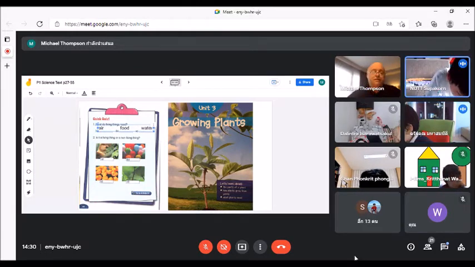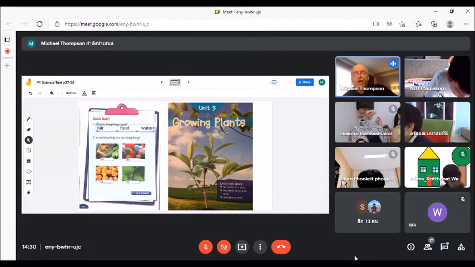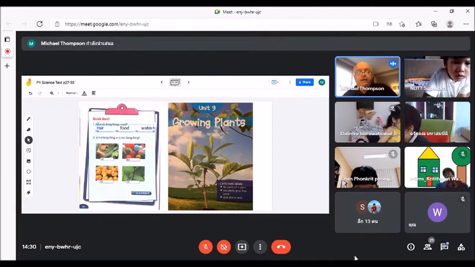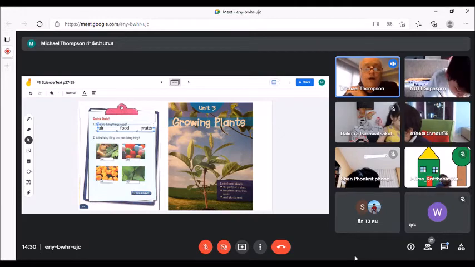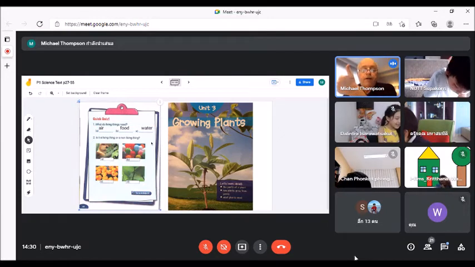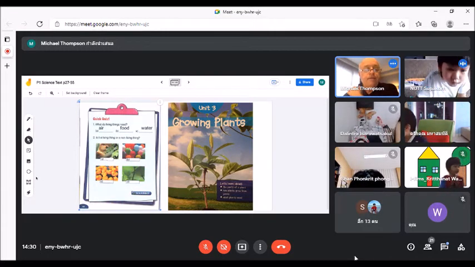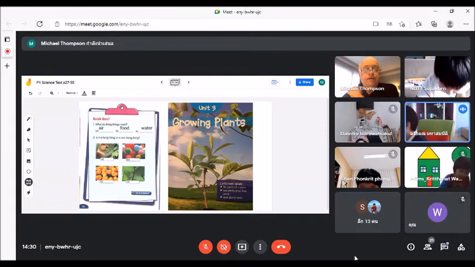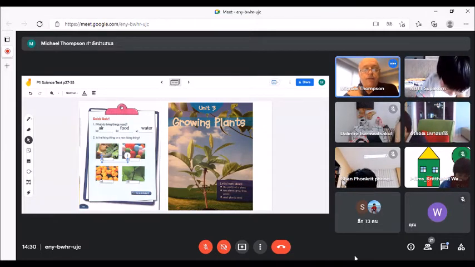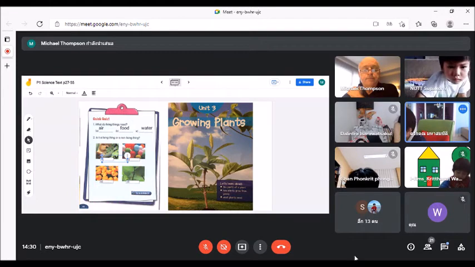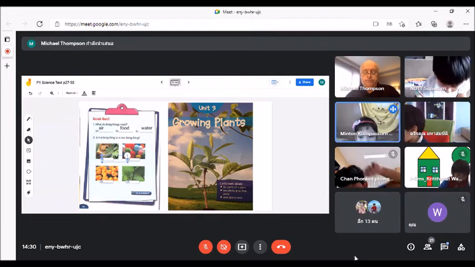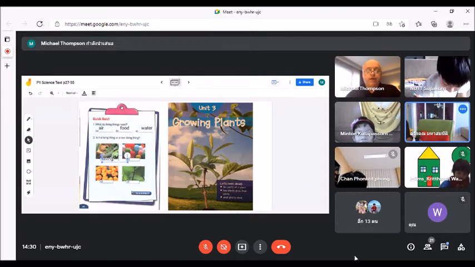Okay. When they look for life somewhere in the world or on another planet, they always look for water. If there's water, there can be living things. Okay. Is it a living thing or non-living thing? What do you think? A. Is A living or non-living? Living. Yeah, of course.